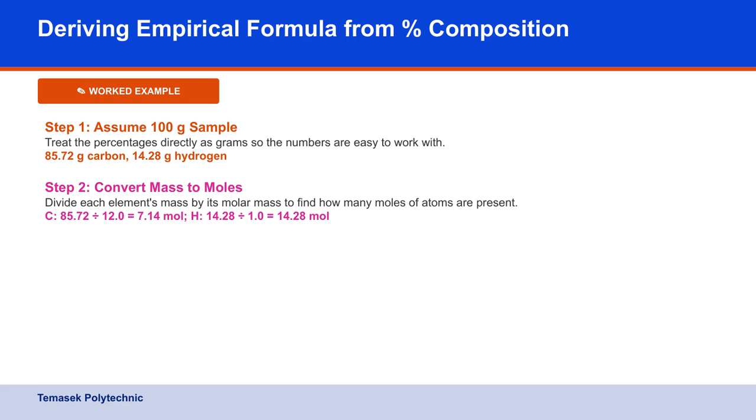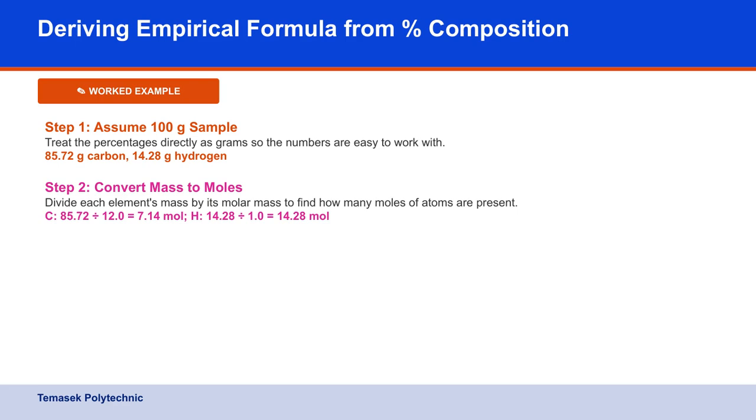Step 2, we convert those masses into moles, because stoichiometry works in moles, not grams. We divide each mass by its molar mass. Carbon gives us 85.72 divided by 12.0, which equals 7.14 moles. Hydrogen gives us 14.28 divided by 1.0, which equals 14.28 moles.